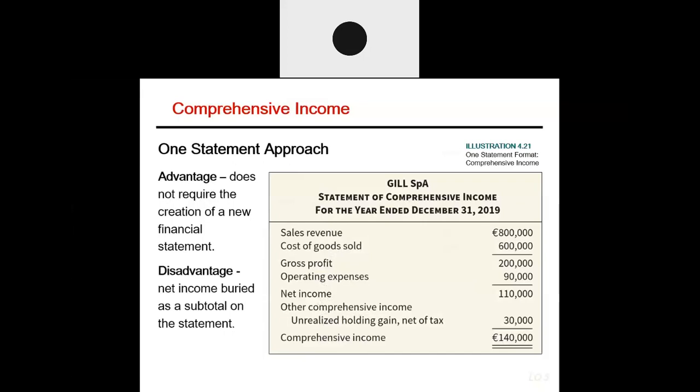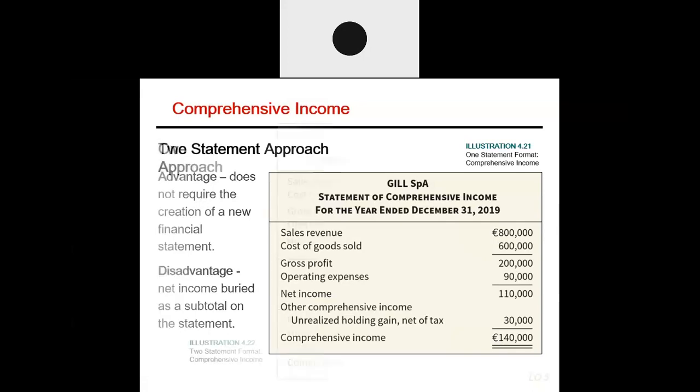The advantage of using this one statement approach is you do not have to create a new financial statement, so only one statement. The disadvantage is the net income is buried in the subtotal of the statement. The net income will be inside the statement, in the middle of the statement, not at the bottom.